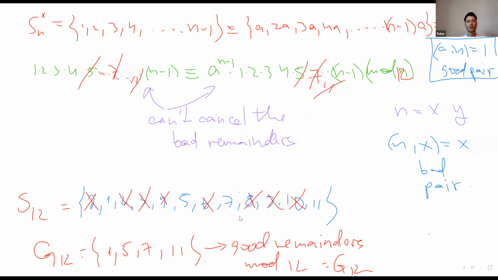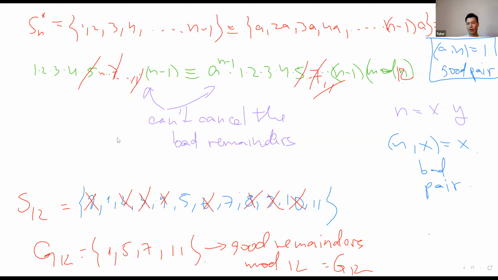Well, what should I do in that case if I have bad remainders? If I have bad remainders, why don't I just leave out all the bad remainders? So if I look at S12, there are going to be some good remainders and some bad remainders. The bad remainders cannot be canceled. So why don't I just keep the set of good remainders?